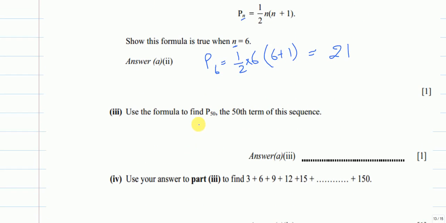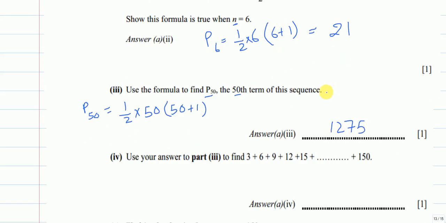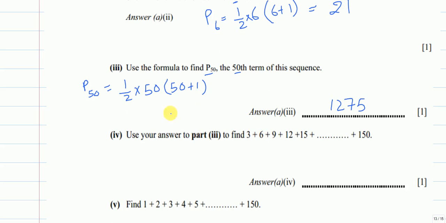Okay, let's go to part 3. Use the formula to find P50, the 50th term of the sequence. So we will say P50, the 50th term, is equal to 1 over 2 times n, and this time n is 50, times (50 plus 1), and you will get 1275.